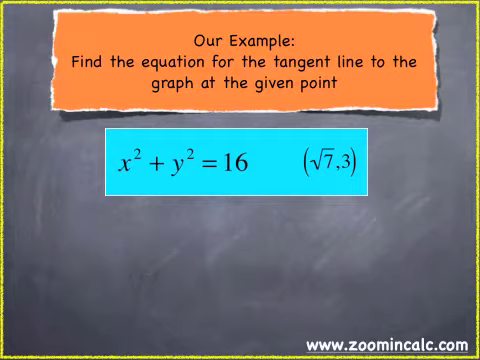Well, if you look at the equation we're given, x squared plus y squared equals 16, that will look like a circle when you graph it. And the point that we're given is square root of 7, 3. Okay, square root of 7 is our x value and 3 our y value.